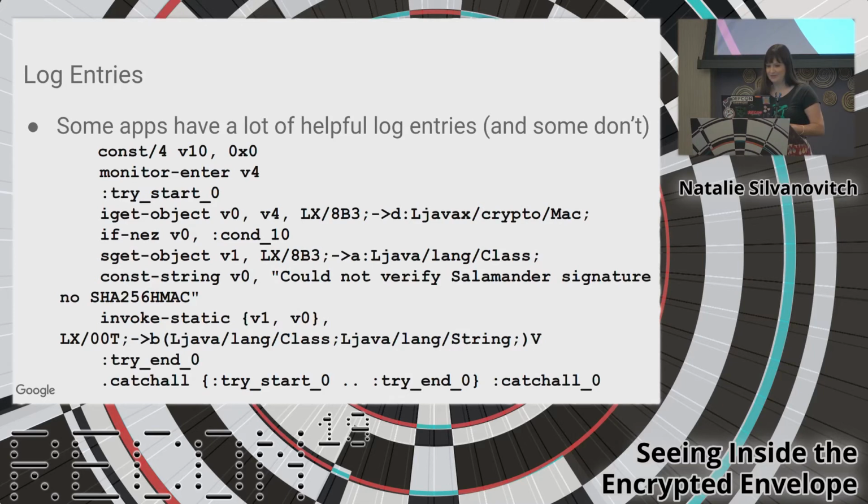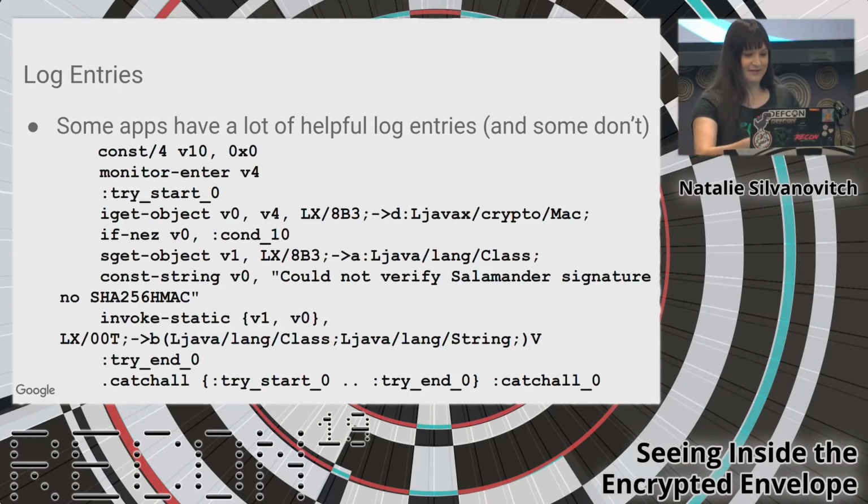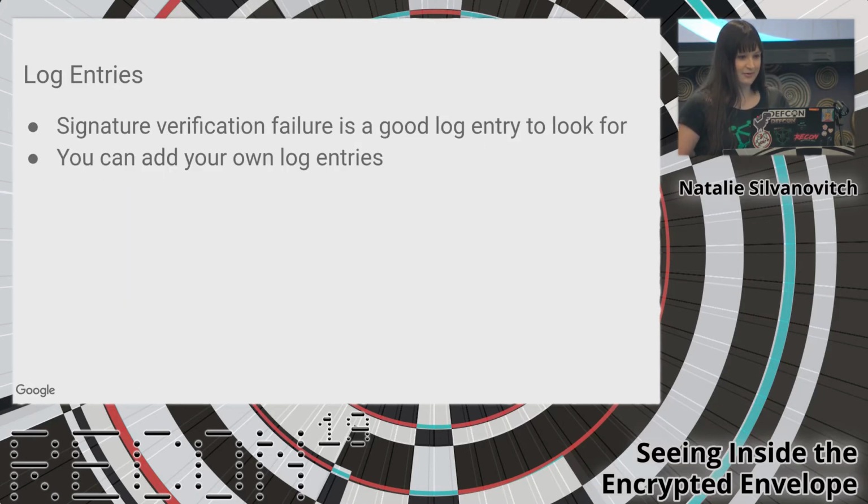And then another thing that can be helpful is log entries, and I find some apps are just full of these, and some of them are not so much. So this was kind of when I finally found some of the encryption in Facebook Messenger. It had this log entry, which meant that basically the code name for encrypted messages was Salamander. And then that was something I could search for throughout the code, and it gave me the location of other encryption-related things.